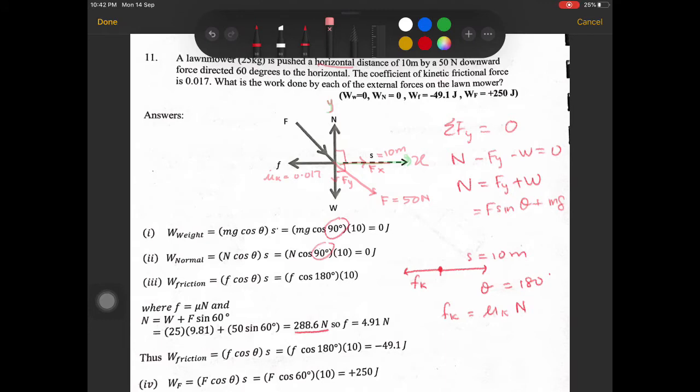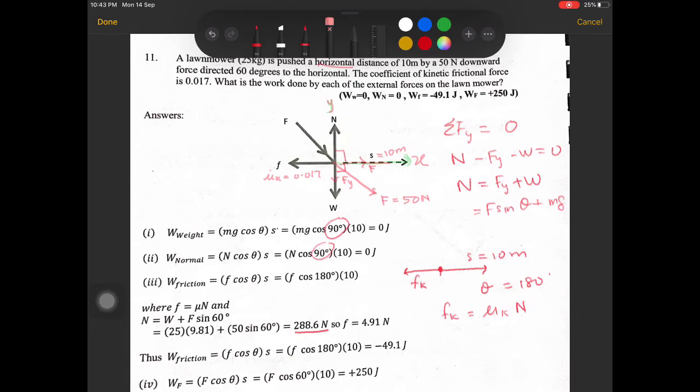Okay, see question number 11. First, you have to draw an x and y axis. Then you have to draw all the forces acting on the object. Okay, for this case, we have external force F. F does not lie on the x and y axis, so you have to resolve F into Fx and Fy. Okay.